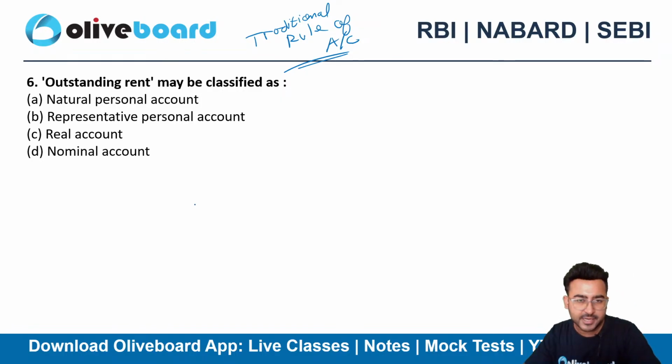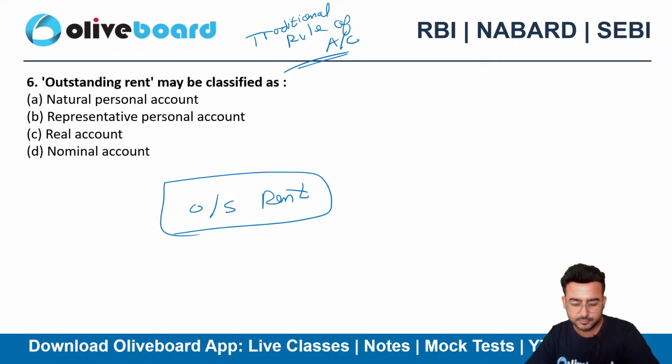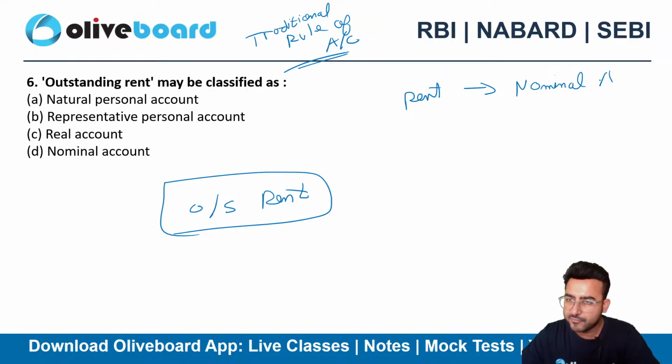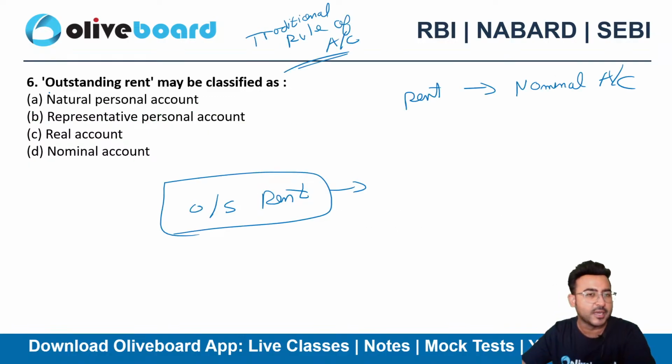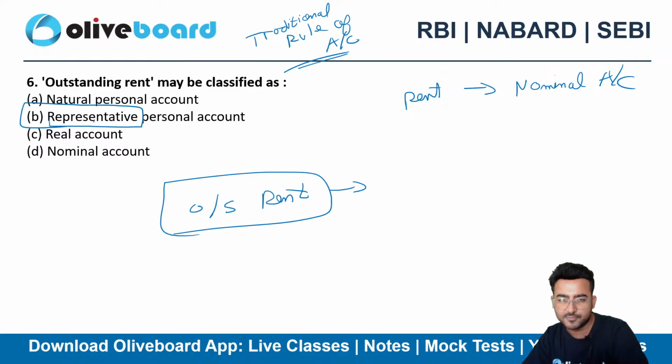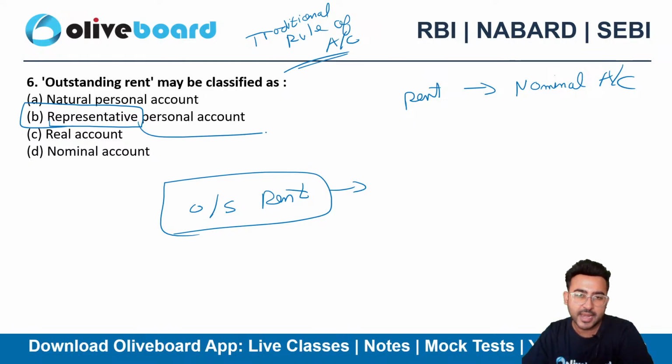Outstanding rent. The rent is still outstanding. If I talk about rent, it is a nominal account. However, if I talk about outstanding rent, it is a representative personal account. Sir, why is it a representative personal account? Because it is representing someone. Obviously, my landlord.